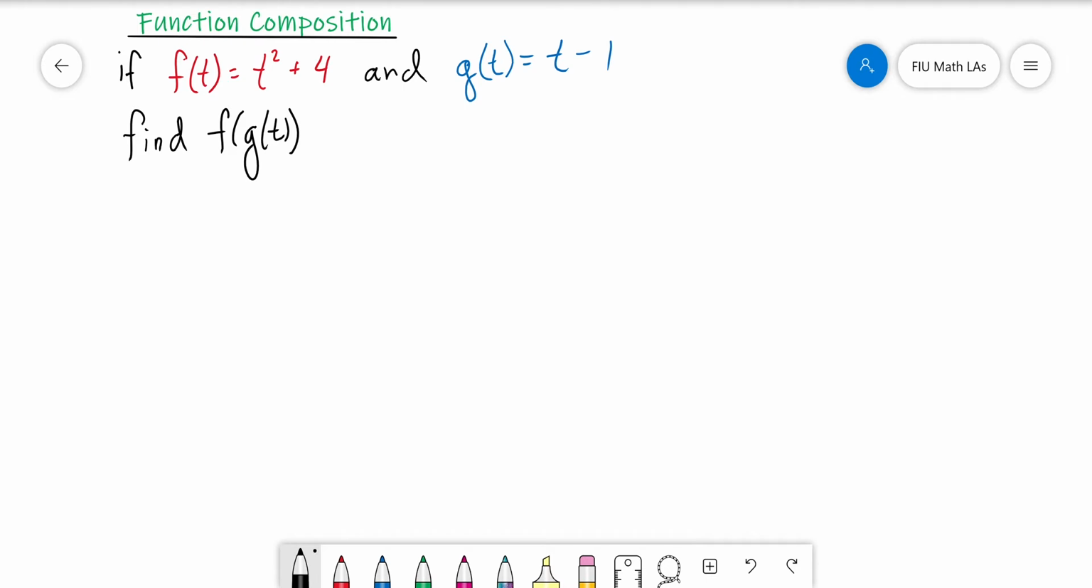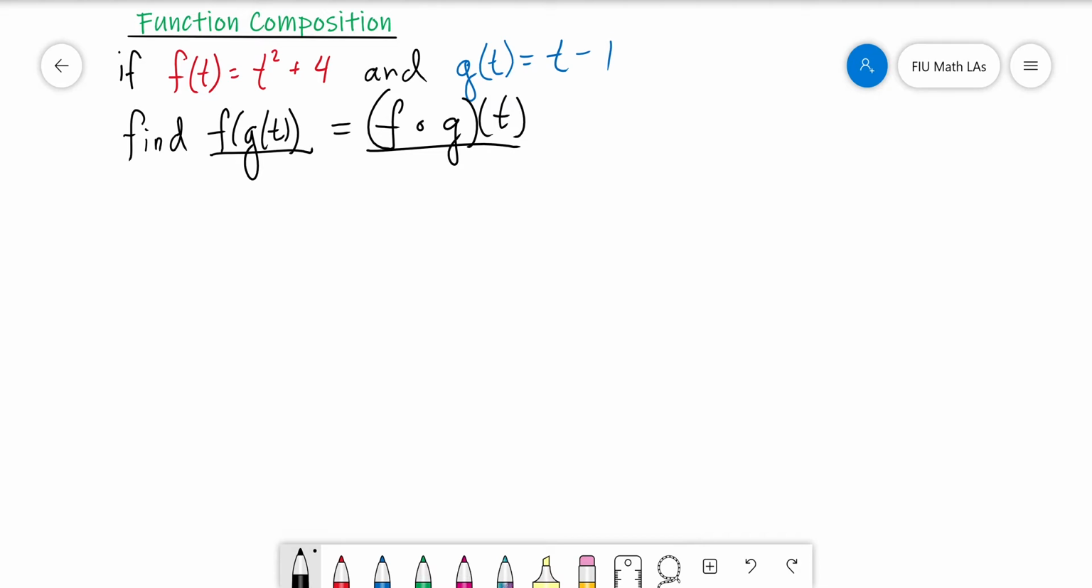If f of t equals t squared plus 4 and g of t equals t minus 1, find f of g of t. Before continuing, it's worth noting a little bit about function composition notation. We have f of g of t here, but we may also see it written as f(g(t)). So these are both equivalent representations, and they're used interchangeably.